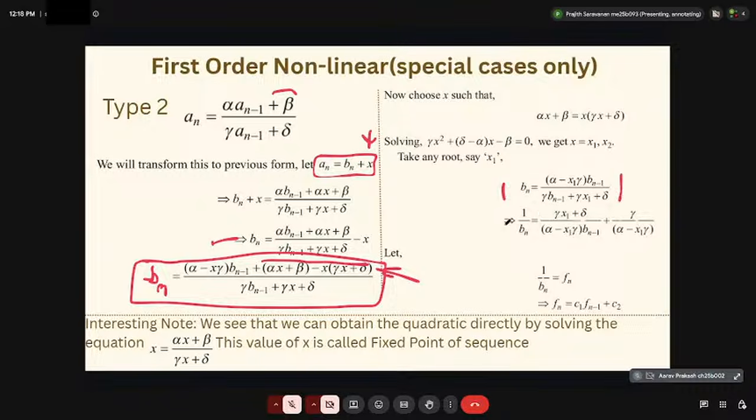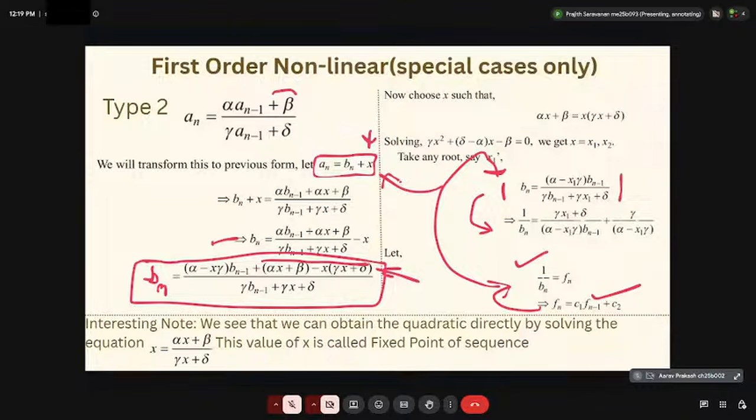Now, once you're having the remaining part, there's no constant term here. So this is exactly the same as your previous expression. You will take your reciprocal. You will set 1 by b_n to be another expression, and you will solve it. This is solvable. Once you solve this, you will substitute back and you will get b_n, and once you get b_n, you will substitute back. You will get a_n. So that will be very complex.